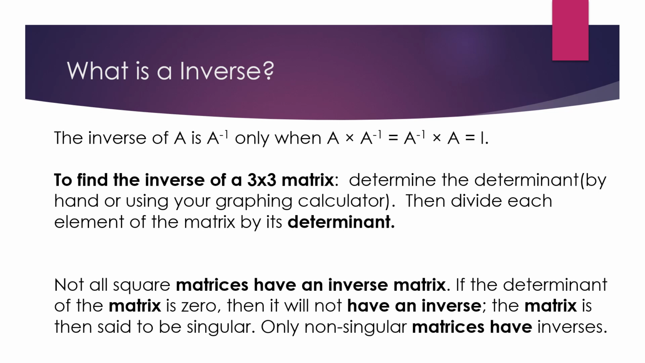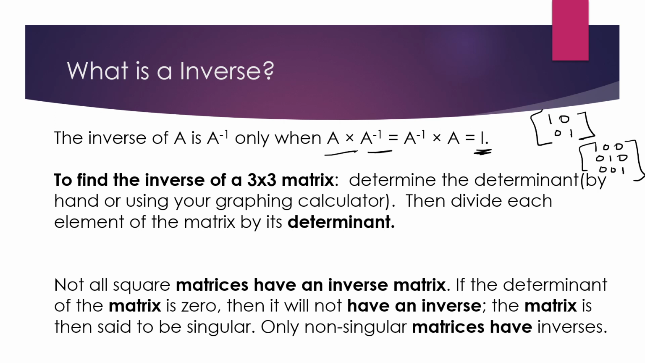So an inverse, again, just a recap. The notation is A to the power of -1. And if I multiply an original matrix by its inverse, I should get the identity matrix. So remember, a 2x2 was 1, 0, 0, 1, and a 3x3 was 1, 0, 0, 0, 1, 0, and 0, 0, 1. Each of those had the ones going down the diagonals.